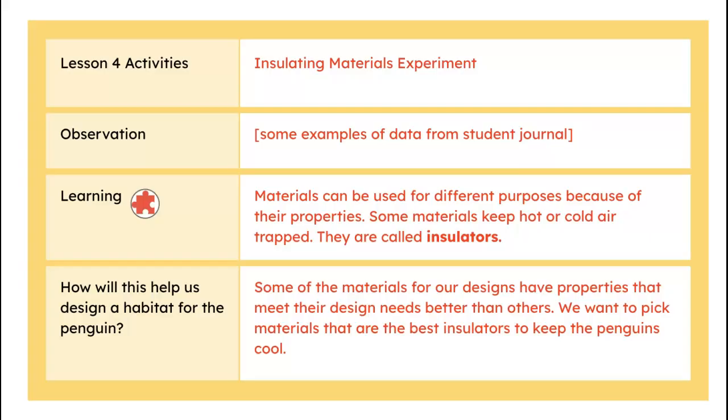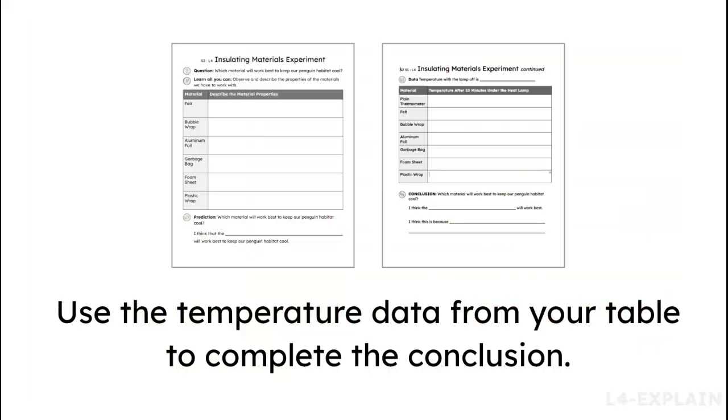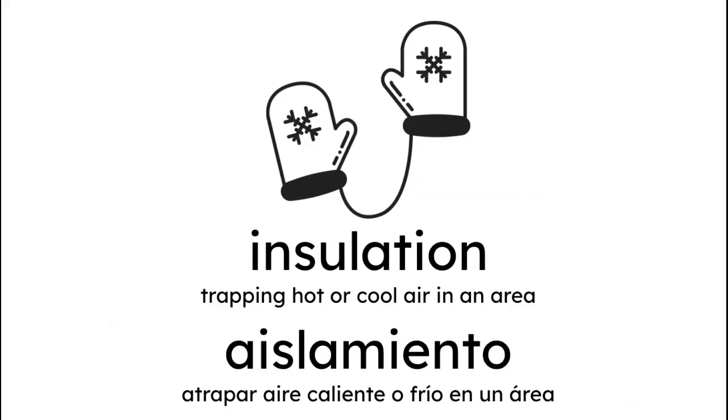By the end of the discussion, students should understand that some of the materials for their designs have properties that meet their design needs better than others, and they want to pick materials that are the best insulators to keep the penguins cool. You'll have students use the temperature data from their table to independently complete the conclusion on the Insulating Materials Experiment student journal pages. During the discussion, you'll post the insulation vocabulary card.